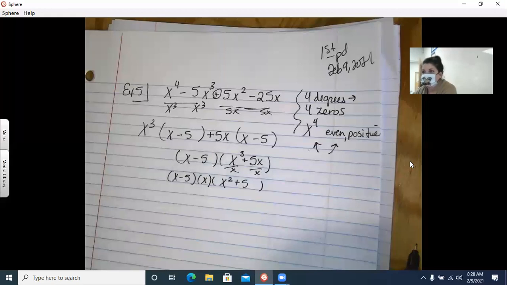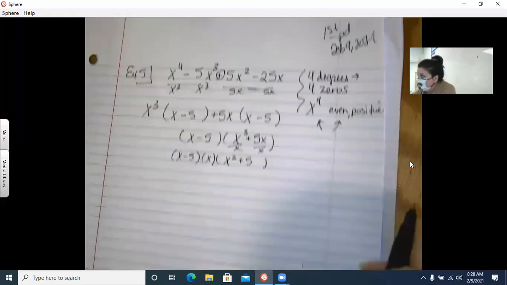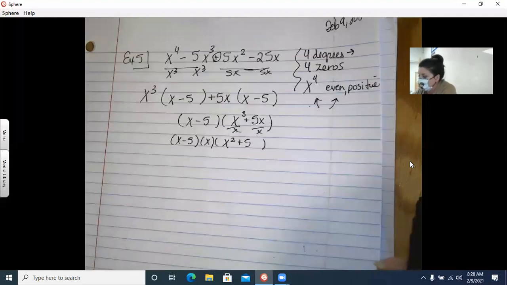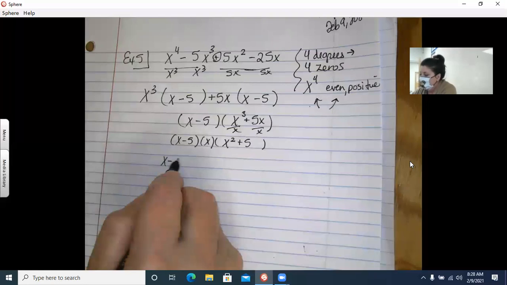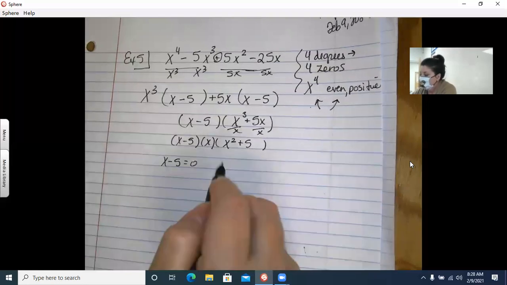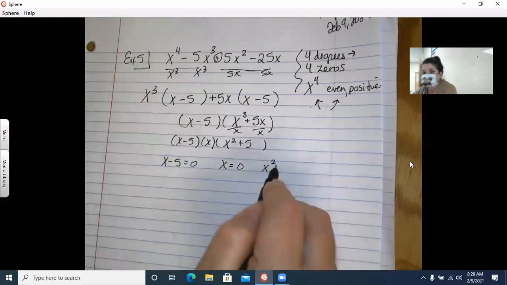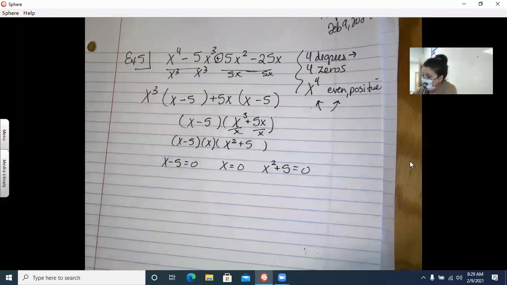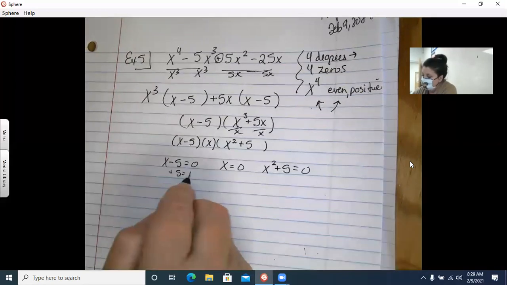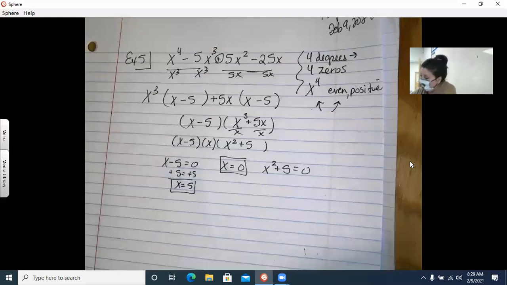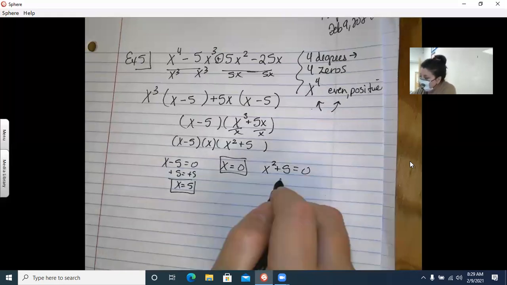Now, none of my factors have a greatest common factor. I can now solve. I should be getting 4 solutions because I have 4 zeros. So for x minus 5, I'll set it equal to 0. X is a factor, set it equal to 0. X squared plus 5 is a factor, set it equal to 0. One of my solutions is positive 5. One of my solutions is 0. And then x squared plus 5, I should get 2 solutions here.